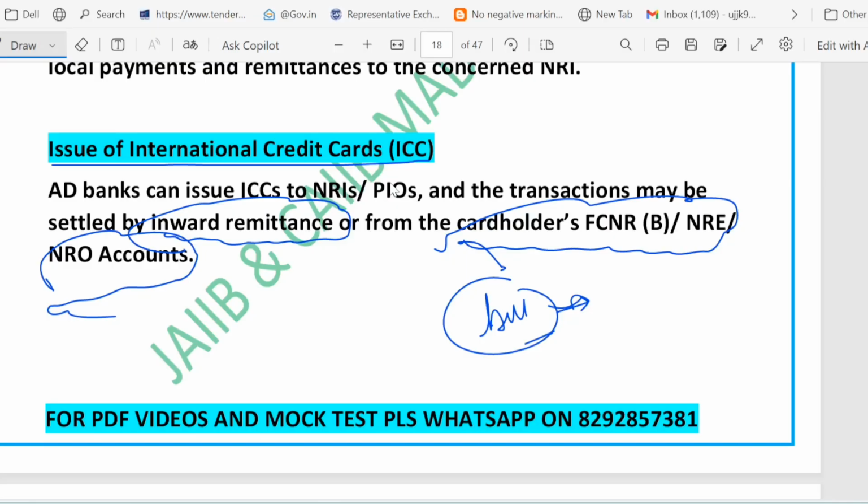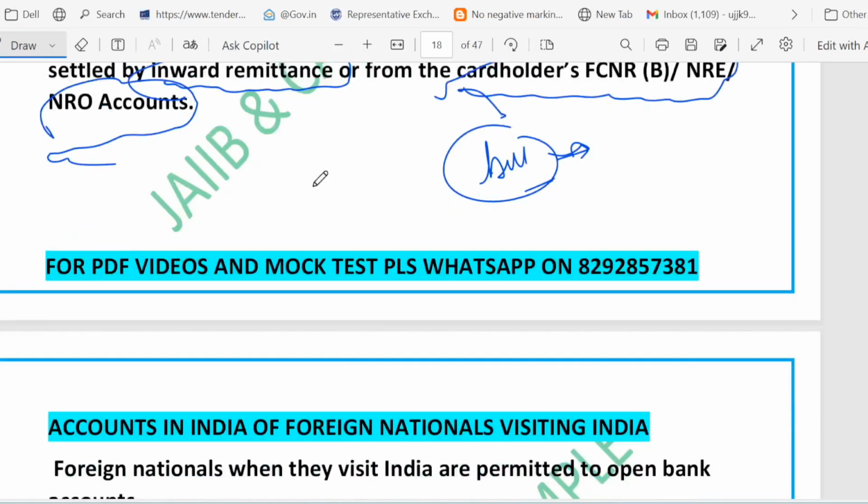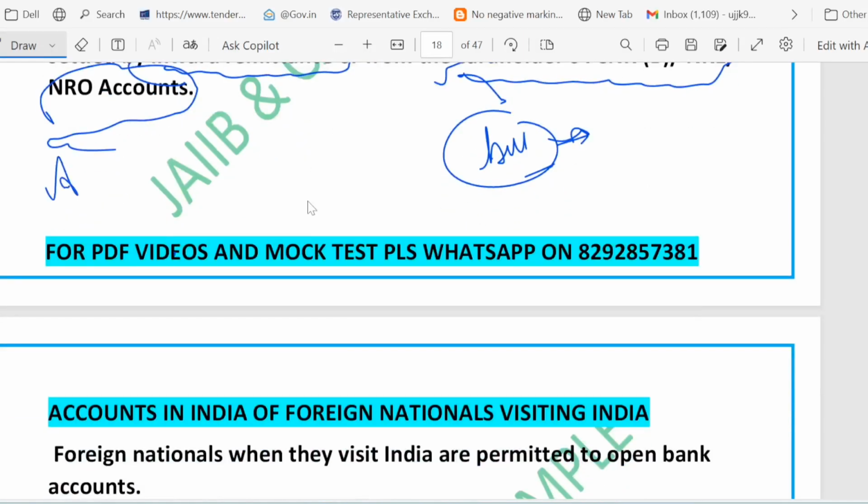Either money sent from your foreign bank to India specifically to pay the card bill, or the bank simply debits one of your existing NRI accounts to pay the card bill. Like suppose you already have an NRE, NRO, FCNR account with that bank, they can take the card payment from those balances. Let me give you one example to make it more clear. Take the case of Asha. Asha is an NRI. Say she uses ICC in Mumbai. So the bank either debits her NRE account in India to pay the merchant, or Asha arranges a remittance from her overseas account to settle the card bill. So these two things are possible.